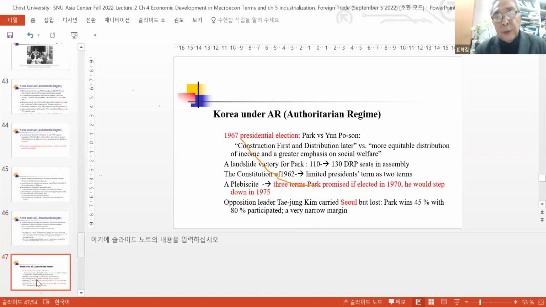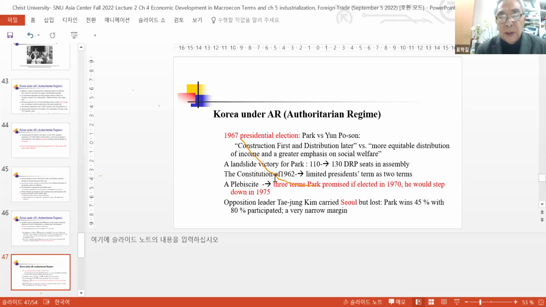So Korea under an authoritarian regime, 1967 presidential election, as I said, Park and Yoon Po-sun. Construction first and distribution later was Park's slogan. Yoon Po-sun, the opposition party leader, promised more equitable distribution of income and a greater emphasis on social welfare, but Park won a landslide victory. The DLP, the ruling party, gained more seats in the assembly.